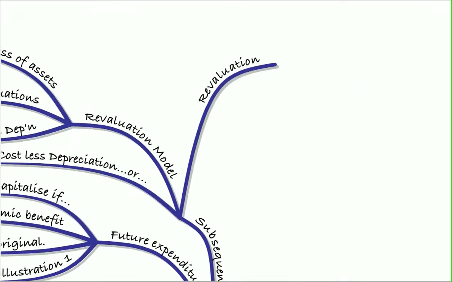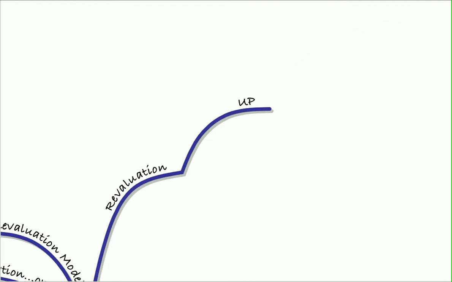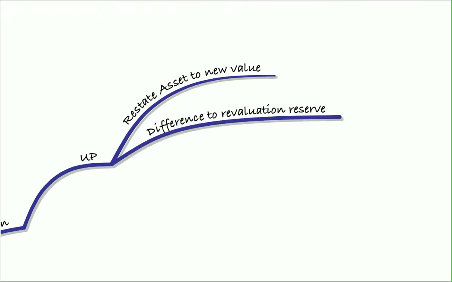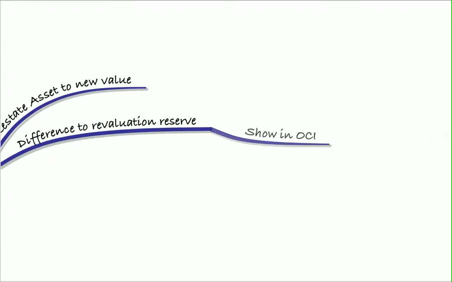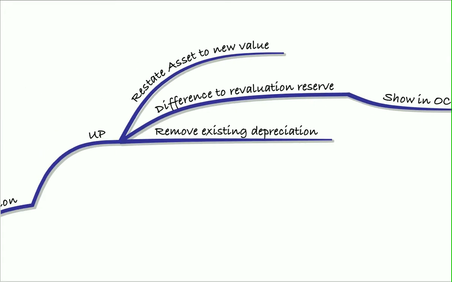So if we do this revaluation, if we revalue upwards, well, what we do is we restate the asset to the new value. The difference between the carrying amount and the new value will go to a revaluation reserve and be shown in other comprehensive income. Obviously, the existing depreciation is therefore removed.